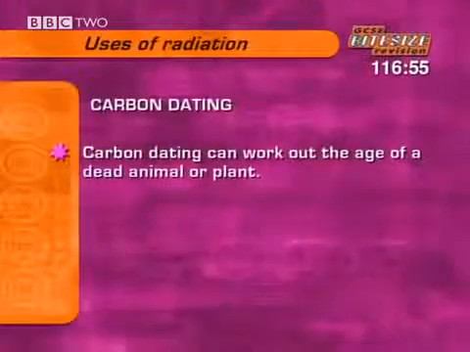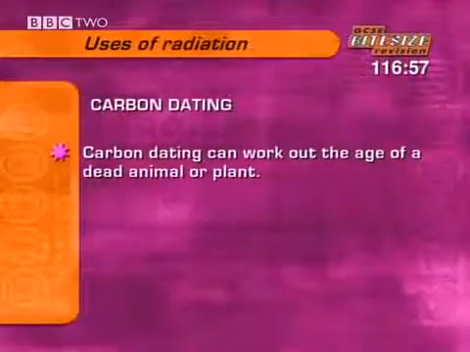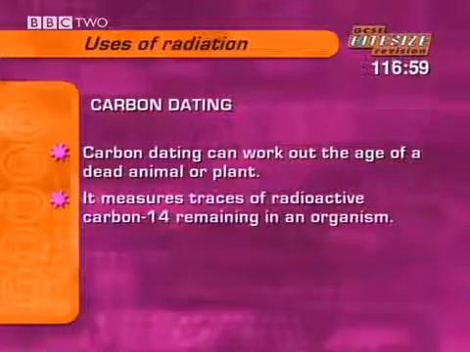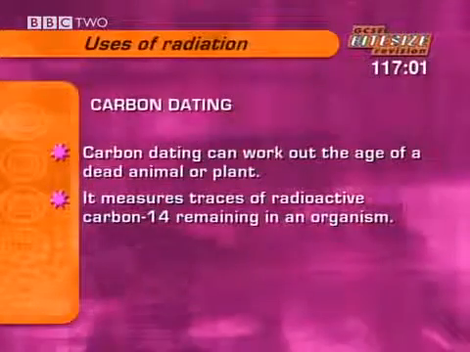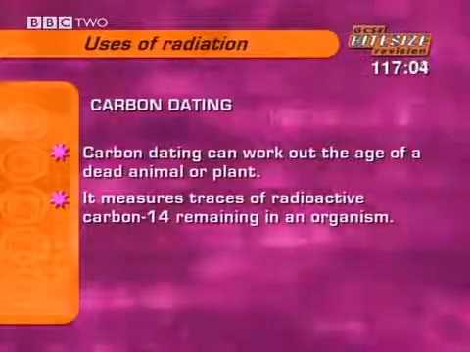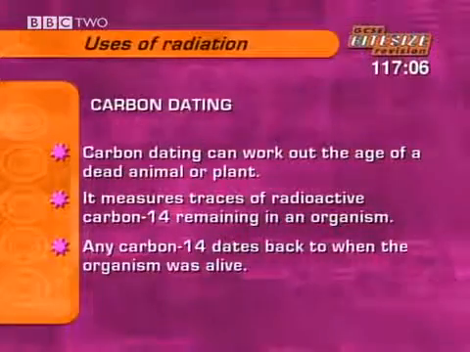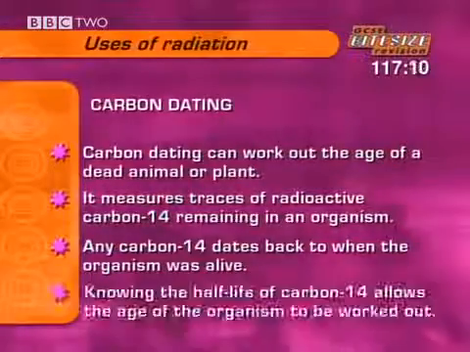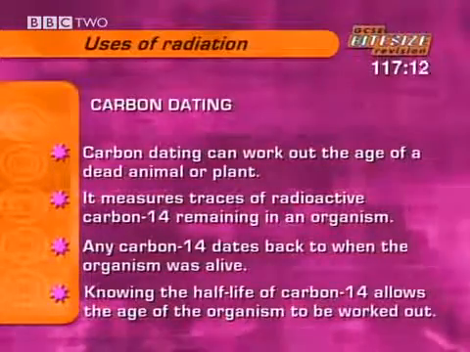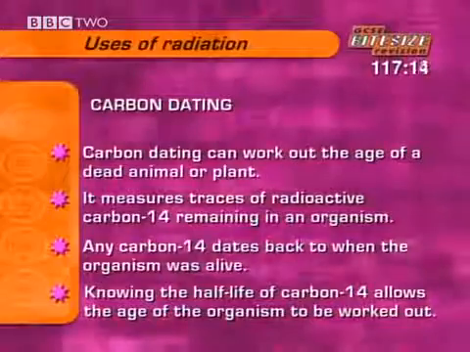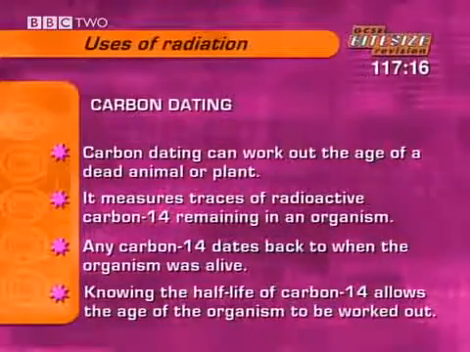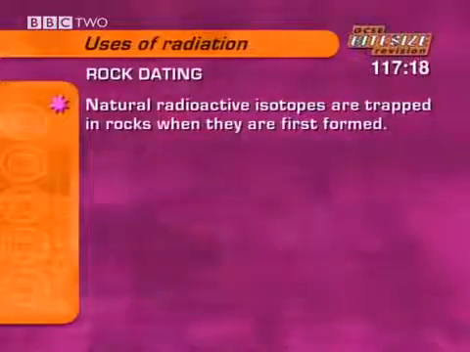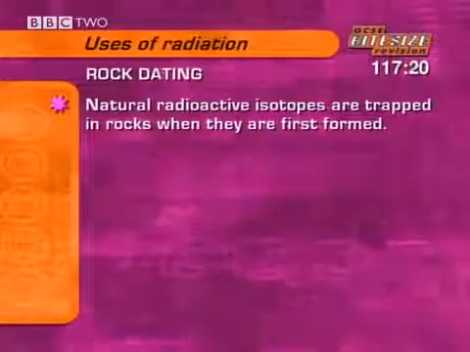Carbon dating can be used to work out the age of a dead animal or plant by measuring traces of radioactive carbon-14 remaining in it. Any carbon-14 must date back to when the organism was alive. So knowing the half-life of carbon-14 allows the age of the organism to be worked out. Similar techniques can be used to find the age of rocks.